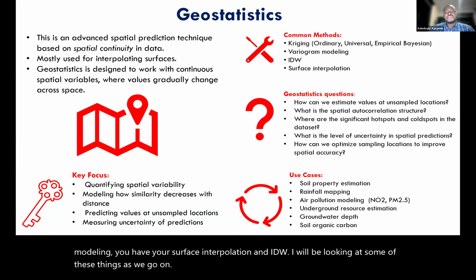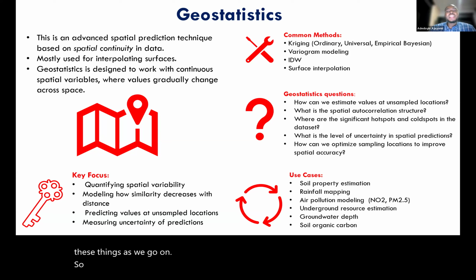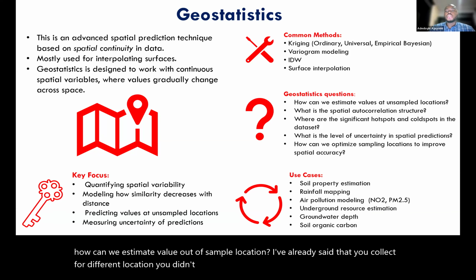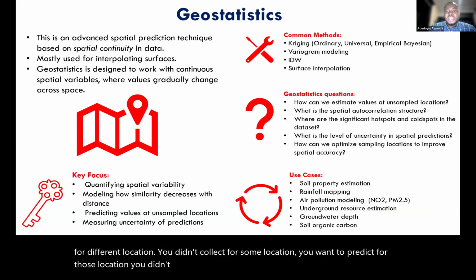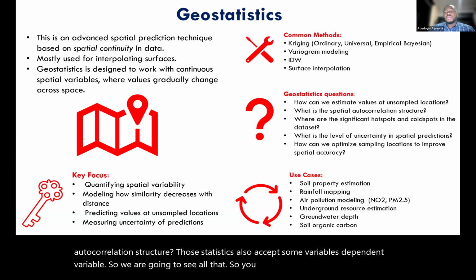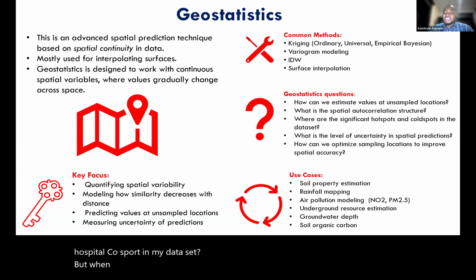So what questions does geostatistics actually answer? It answers questions like, how can we estimate value at an unsampled location? I've already said that you collect for different locations, you didn't collect for some locations, and you want to predict for those locations you didn't collect from. What is the spatial autocorrelation structure? Geostatistics also accepts some variable as dependent variable, so we are going to see all that. What are the significant hotspots and cold spots in my data set? When you finish your prediction, you can easily see that.